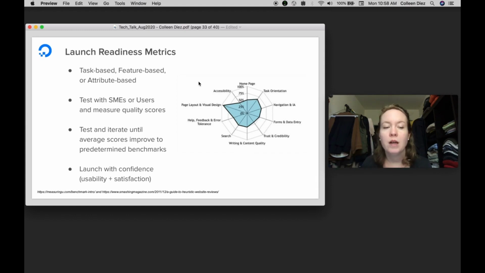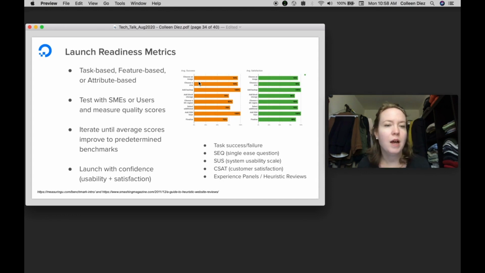of quality. Using launch readiness metrics, I think, is also a great tool because it allows your team to actually launch with confidence that your product or your feature is both usable, but it also meets a certain level of customer satisfaction as they're interacting with it or as they're using it. Just another example of how these are some scores from a project where we use the task-based metrics.